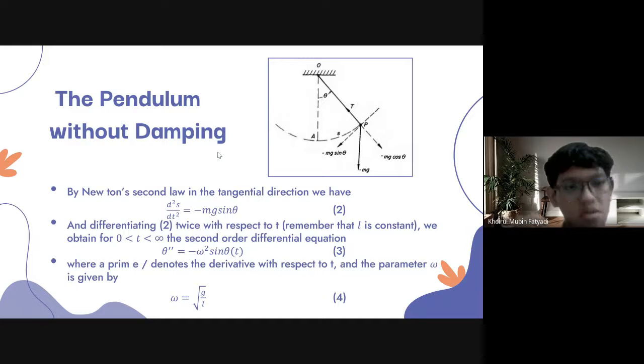Differentiating equation 2 twice with respect to t, remember that L is constant, we obtain for t between 0 and infinity the second order differential equation theta double prime(t) is equal to negative omega squared sine theta(t). We get equation 3, where the prime denotes the derivative with respect to t, and the parameter omega is given by omega equal to the square root of g over L. We get equation 4.